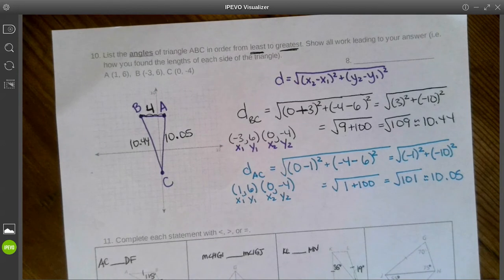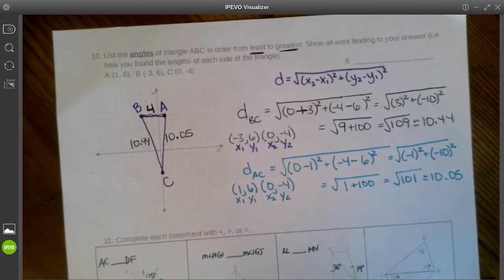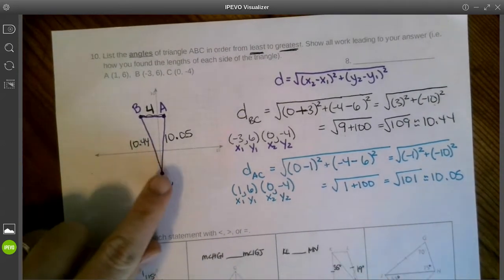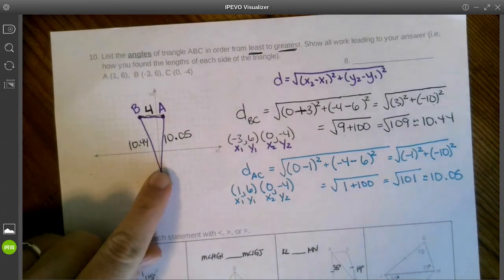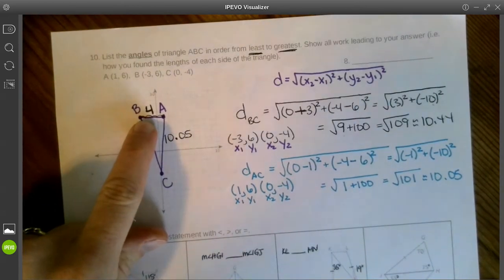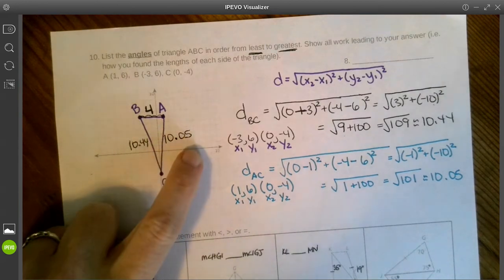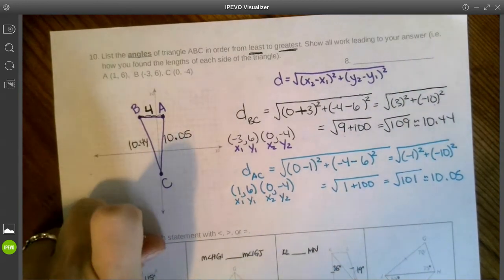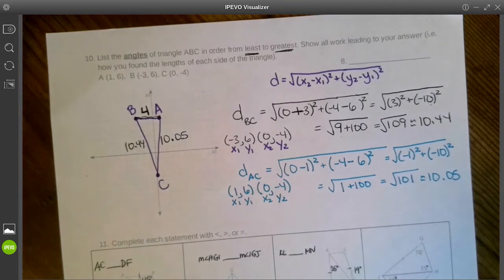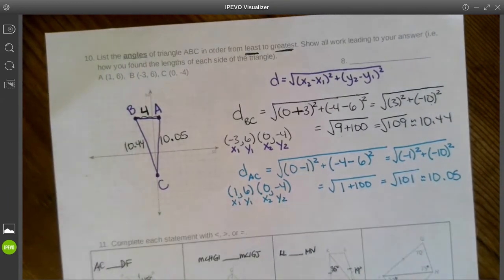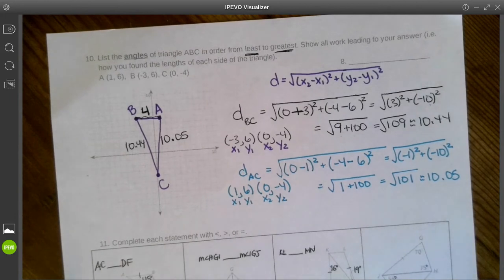The reason we had to do this is because, remember, the shortest or the smallest angle is always opposite the shortest side. The medium-sized angle is always opposite the medium side. And the largest angle is always opposite the largest side. So if I can figure out my shortest, medium, and longest side lengths, I can use that to find the order of my angles from least to greatest.